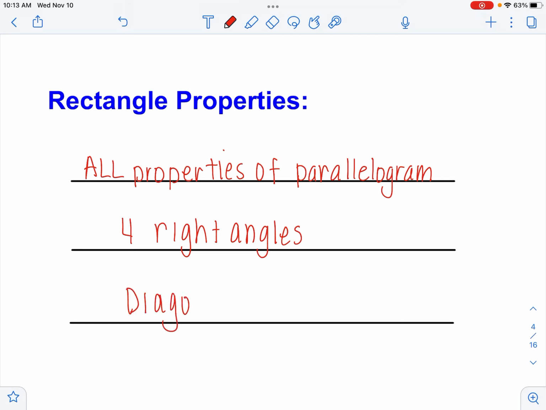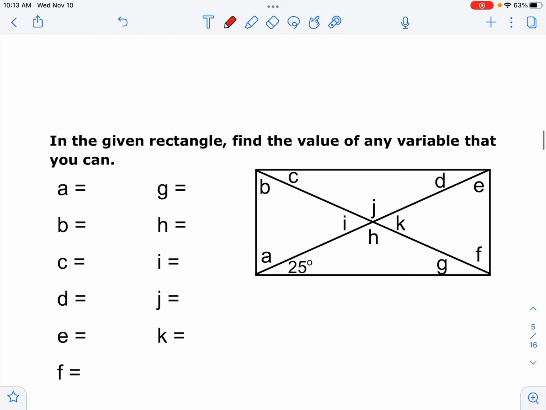Diagonals. Now remember, in parallelograms, diagonals bisect each other. We didn't say they were congruent. You had 2 sets of congruent pieces. But in a rectangle, you do have congruent diagonals. So you have 1 set of 4 congruent pieces.